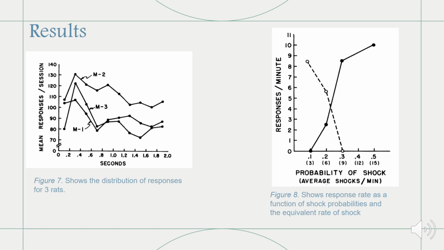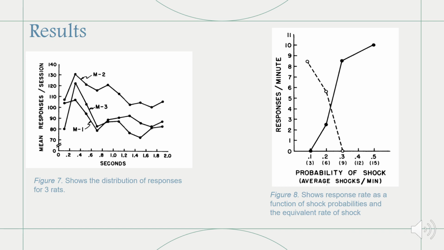To review before we discuss the next figure, what does conditional probability mean? Conditional probability means the likelihood that a target behavior will occur in a given circumstance. In Figure 8 on the right, the x-axis is the probability of shock, or average shock per minute. The y-axis shows the responses per minute.